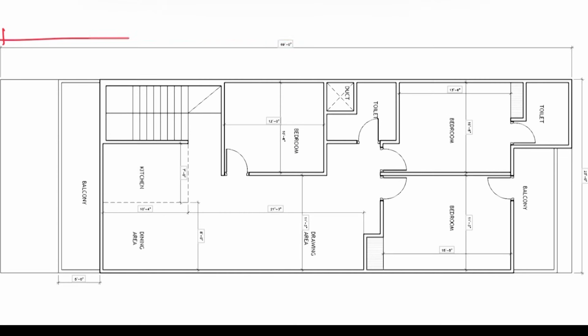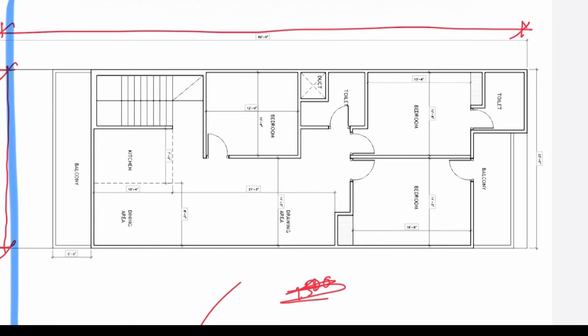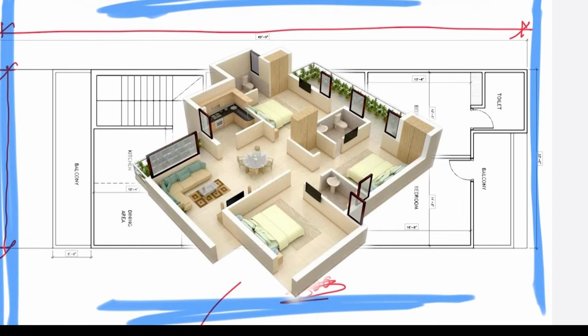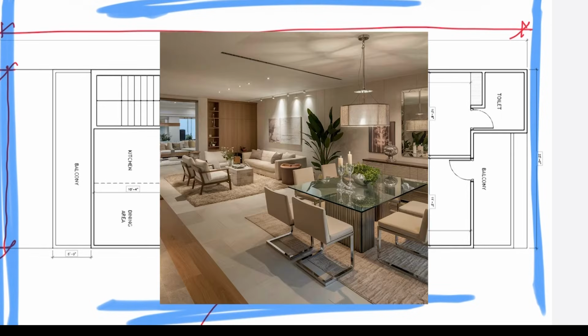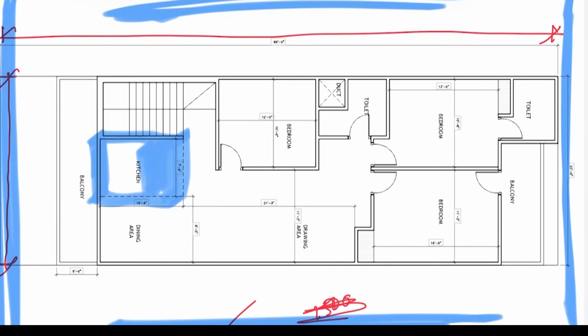So let's start. The plot size is 69 feet by 23 feet. It's 1500 square feet. The road is at the front and it is packed from 3 sides. The client's requirement was to have 3 bedrooms, 1 with attached toilet, 1 common washroom, 1 drawing dining area and 1 kitchen. They wanted their kitchen in the front. So I created 2 options keeping the client's requirements. So let's discuss that first.